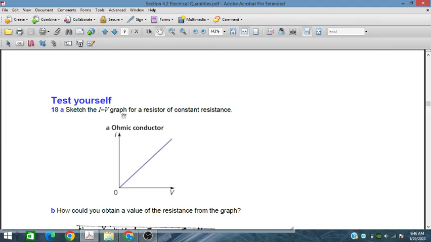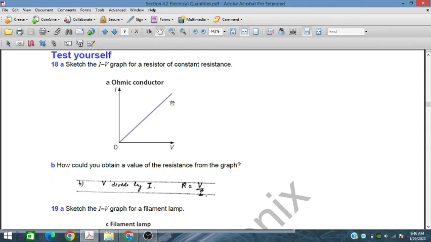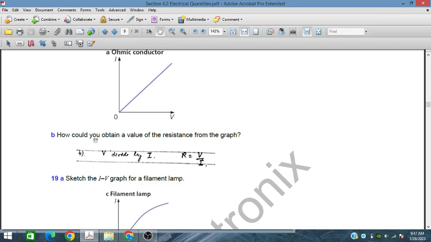Test yourself. Sketch the IV graph of a resistor of a constant resistance. So this is an ohmic resistance. For ohmic resistance, the sketch is always a linear straight line. Theoretically, at least, it is the same. Practically, it may have some other effects, may have a slight variation, but it's very close to the straight line in practical situations as well. How could you obtain a value of resistance from the graph? Simply we divide the voltage by the current and we will get the resistance.